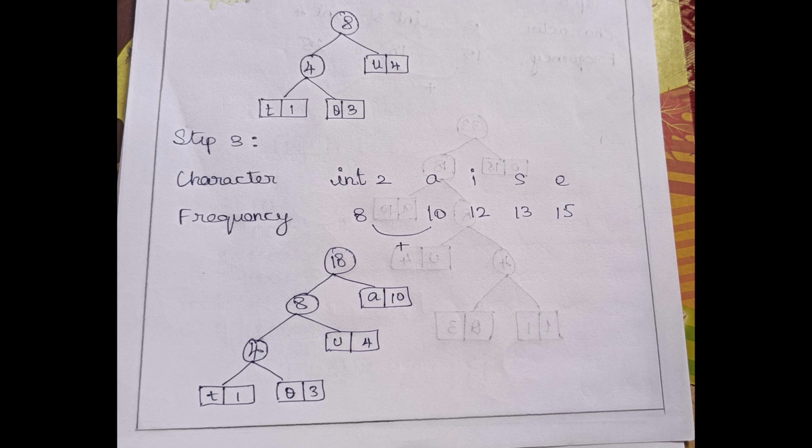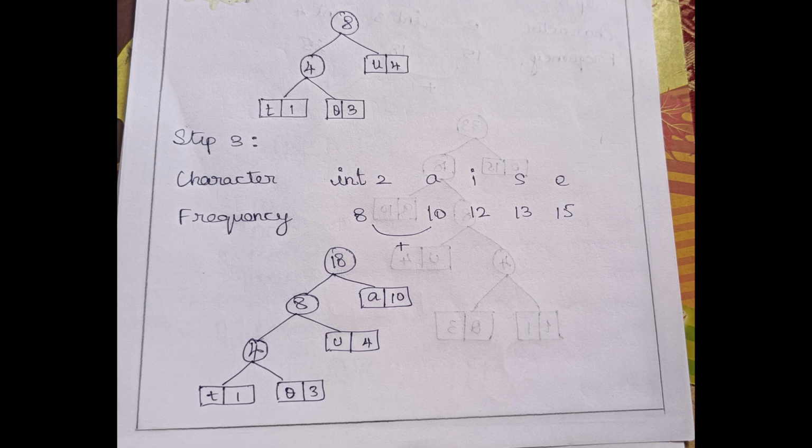Now, the third step is to add the internal node 2 in the tabular column. Now, the internal node 8 is less than A. So, I am putting it in the first. After putting, I am adding the first two nodes. So, that is 10 plus 8 which is 18.